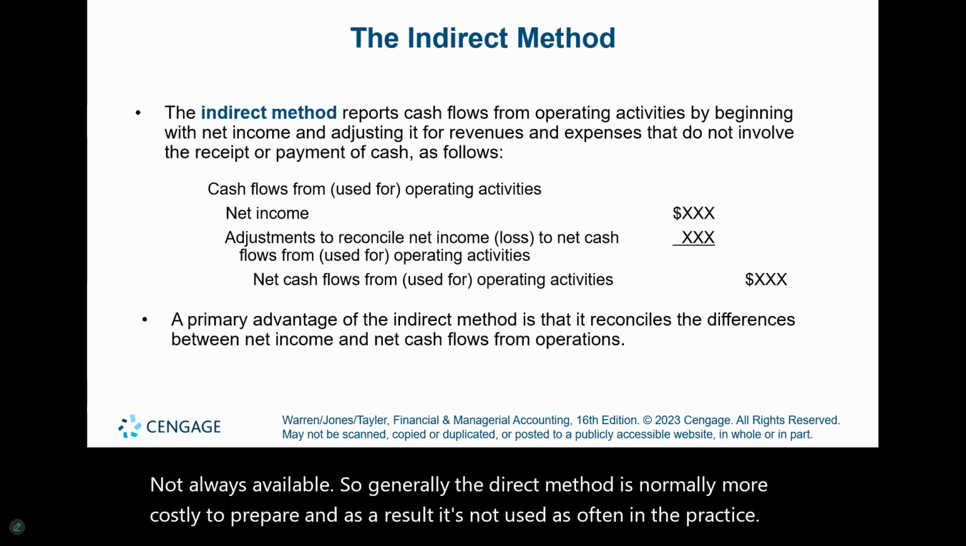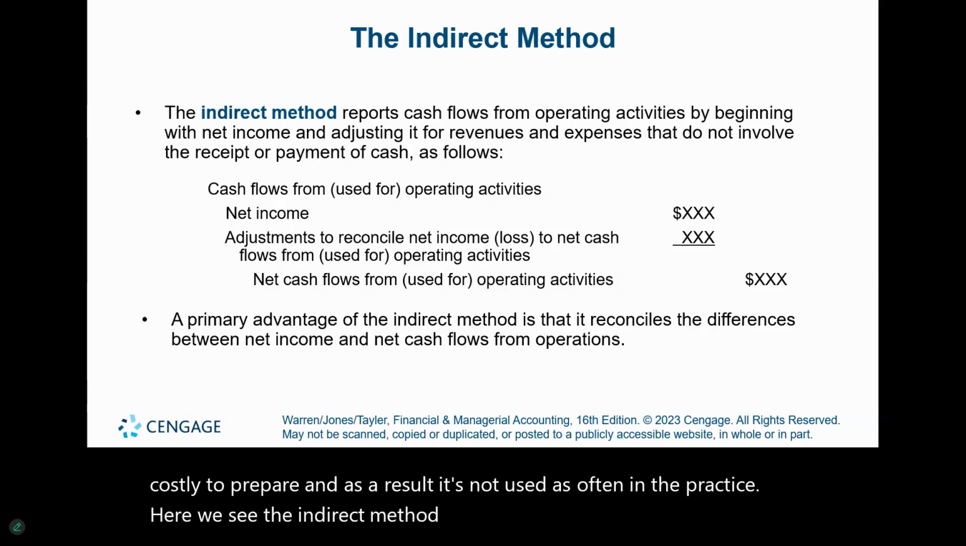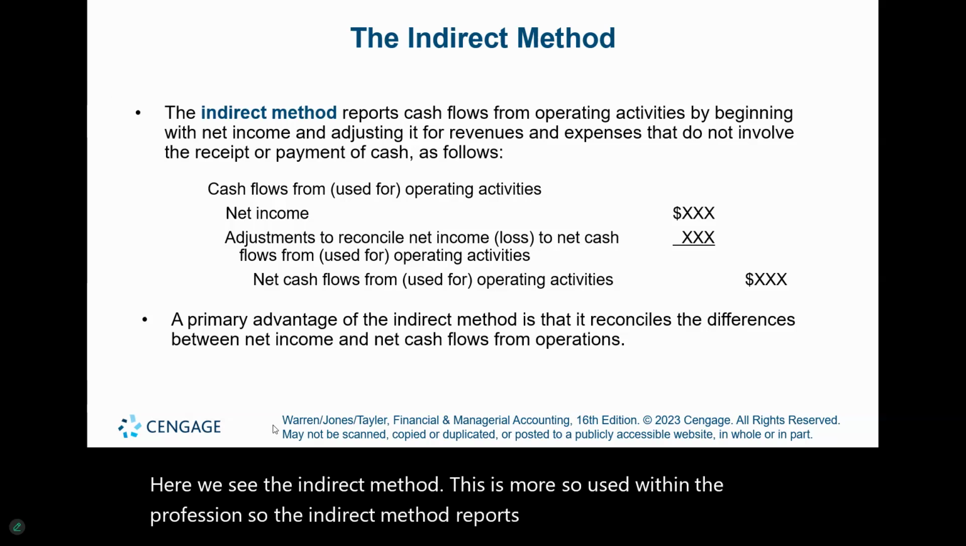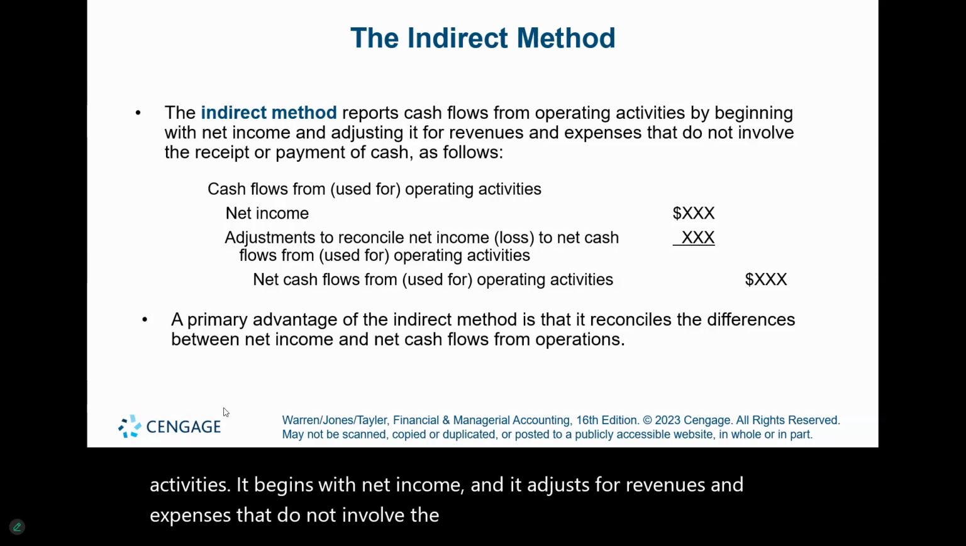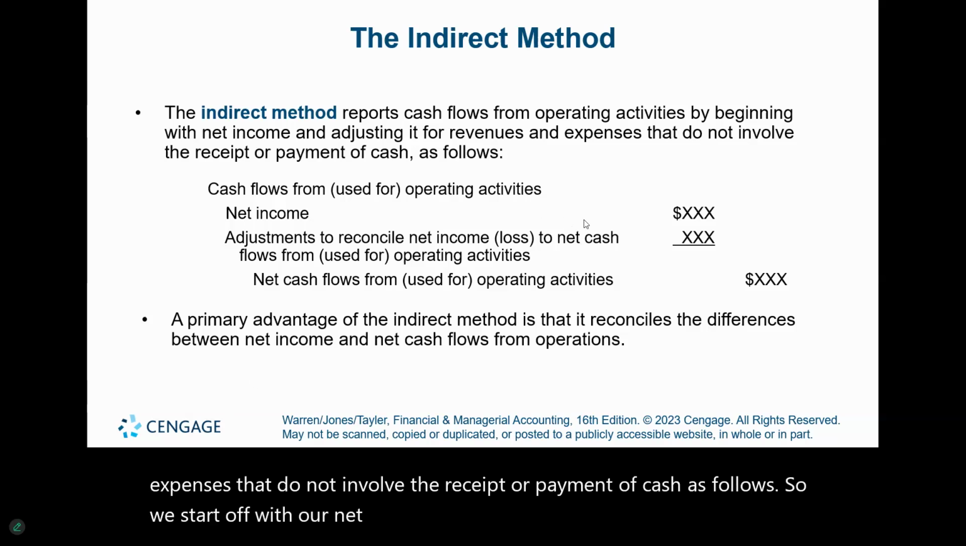Here we see the indirect method. This is the one most used within the profession. The indirect method reports cash flows from operating activities. It begins with net income, and it adjusts for revenues and expenses that do not involve the receipt or payment of cash as follows. So we start off with our net income, and then we make necessary adjustments.